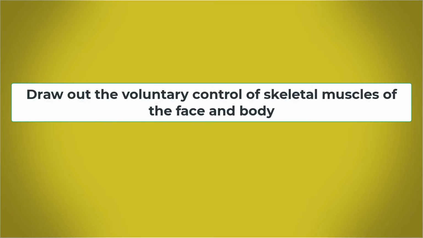After this lecture, you should be able to draw out the voluntary control of the skeletal muscles of the face and body. And it's important to know these pathways because if you have injury somewhere in the pathway, that results in weakness or paralysis. And if a patient presents with weakness or paralysis and you know the pathway, you can get a pretty good idea about where the injury is located.